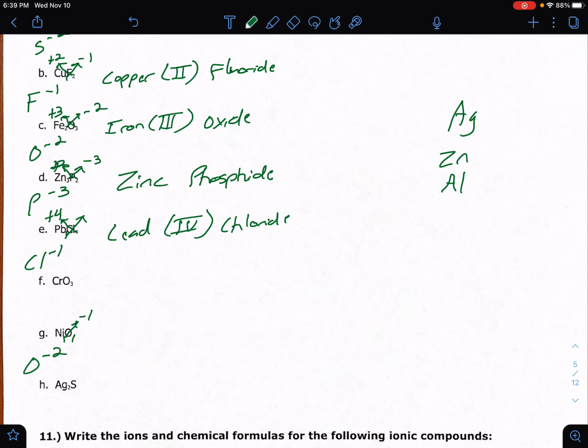So if oxygen has a charge of -2 and I only have 1 of them, and I have 1 nickel to balance that out, that means nickel has to have a charge of +2 to be considered balanced out. So this would be nickel 2 oxide.